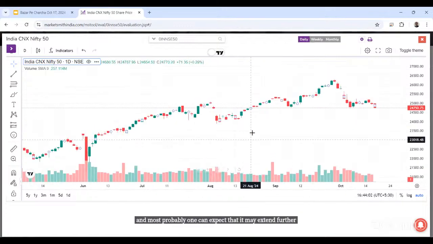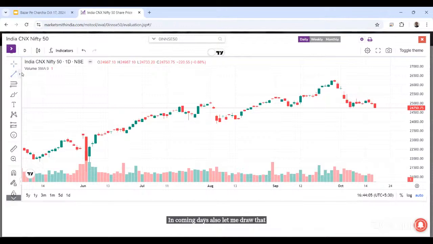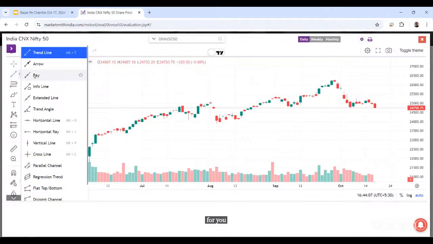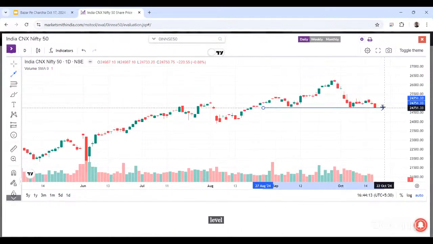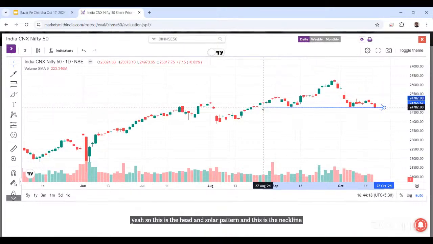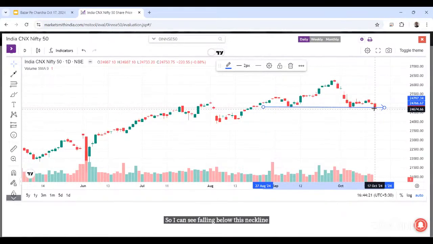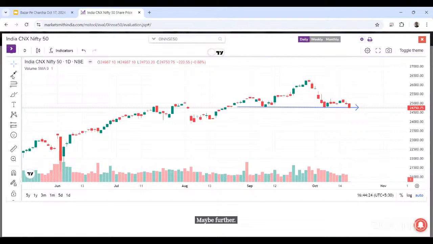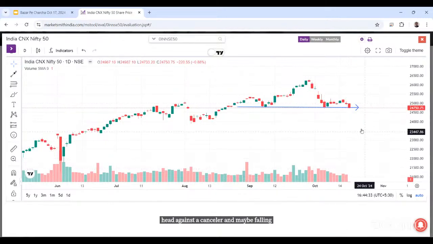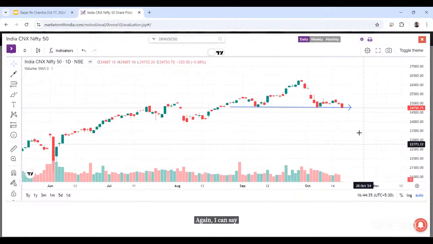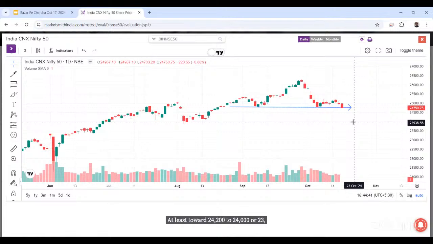in coming days also. Let me draw that head and shoulder pattern again here for you, so that it would be more clear. This particular level I was saying. Yeah, so this is the head and shoulder pattern and this is the neckline. So I can see that falling below this neckline, maybe further negativity will happen. So this is the first shoulder, head, again second shoulder, and maybe falling below this neckline, again I can say negativity here, at least toward 24,200 to 24,000 or 23,800 kind of zone.